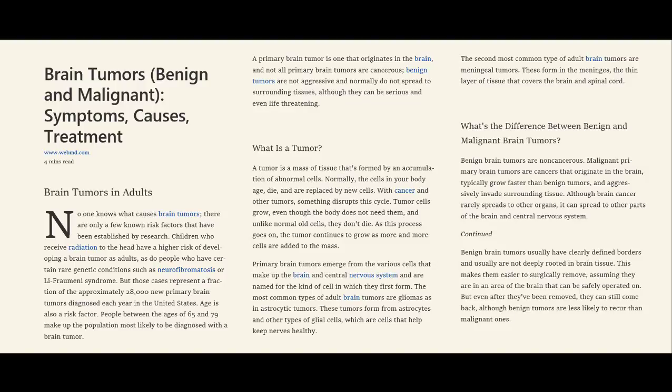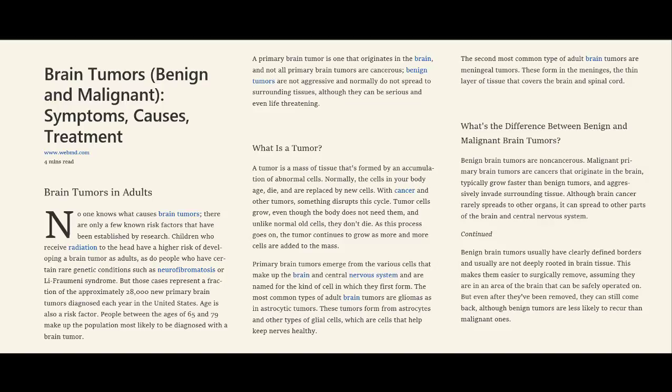With cancer and other tumors, something disrupts the cycle. Tumor cells grow, even though the body does not need them, and unlike normal old cells, they don't die. As this process goes on, the tumor continues to grow as more and more cells are added to the mass.